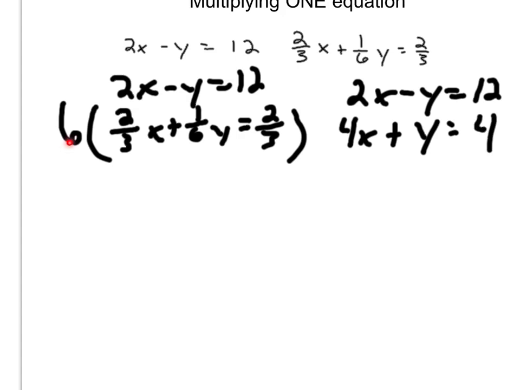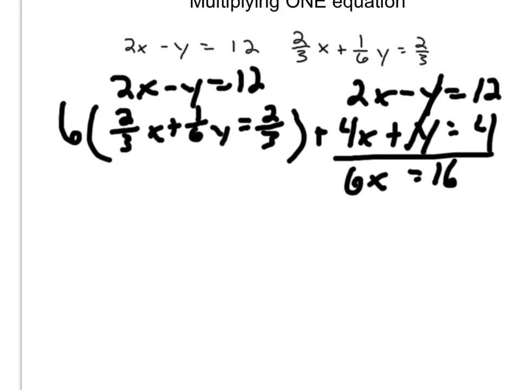So what I did by multiplying this equation by 6 is now I've got opposite coefficients. This is -1, this is +1. So now they will cancel each other out, or eliminate. Okay, elimination. Now we're going to add these equations together. 2 plus 4x is 6x. Negative y and positive y cancel. And 12 plus 4 is 16.